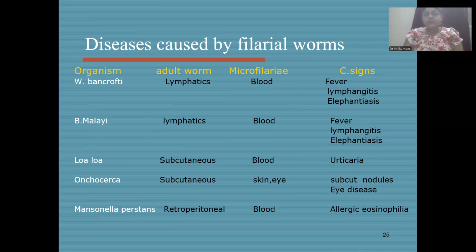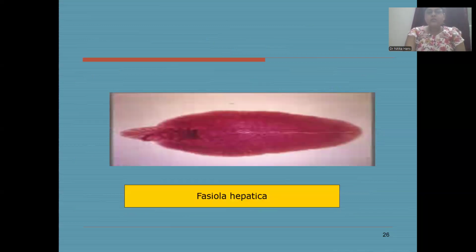The microfilaria can be present in the skin or the eye, and the adult worm is present in the subcutaneous tissue. Mansonella perstans: the adult worm is present in the retroperitoneal part, and the microfilaria is present in the blood, and it causes allergic eosinophilia. This is Fasciola hepatica.